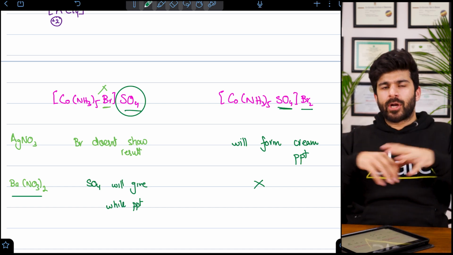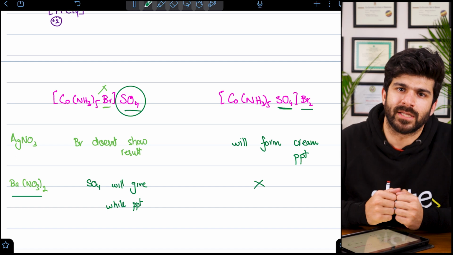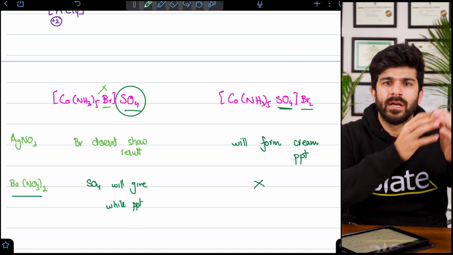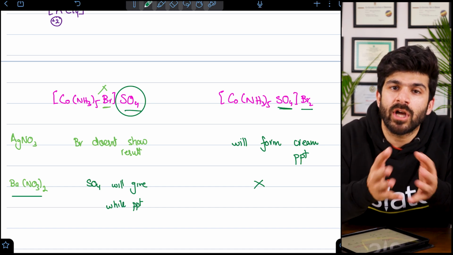So this is the general introduction of the complexes. In the next lecture, we will talk about the shapes of the complexes and how they are octahedral, why they are tetrahedral, even the cis and trans effect.